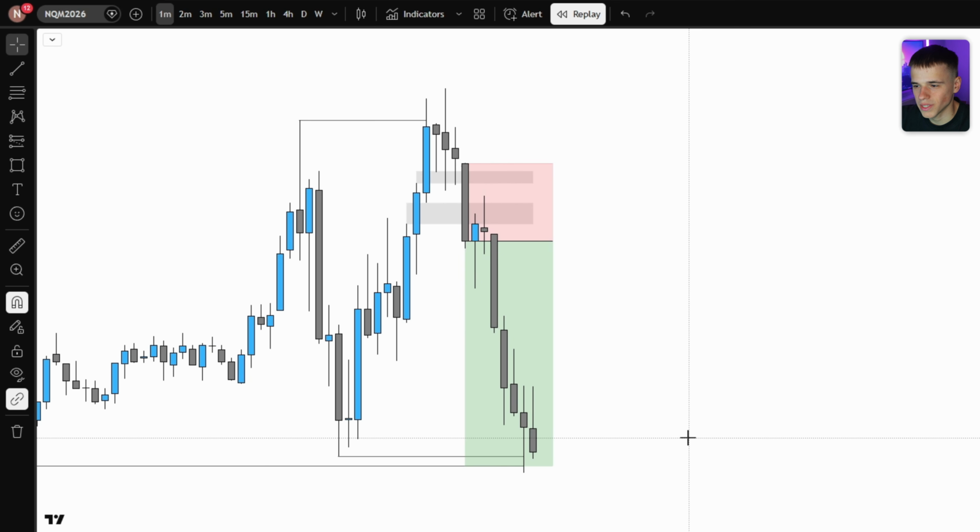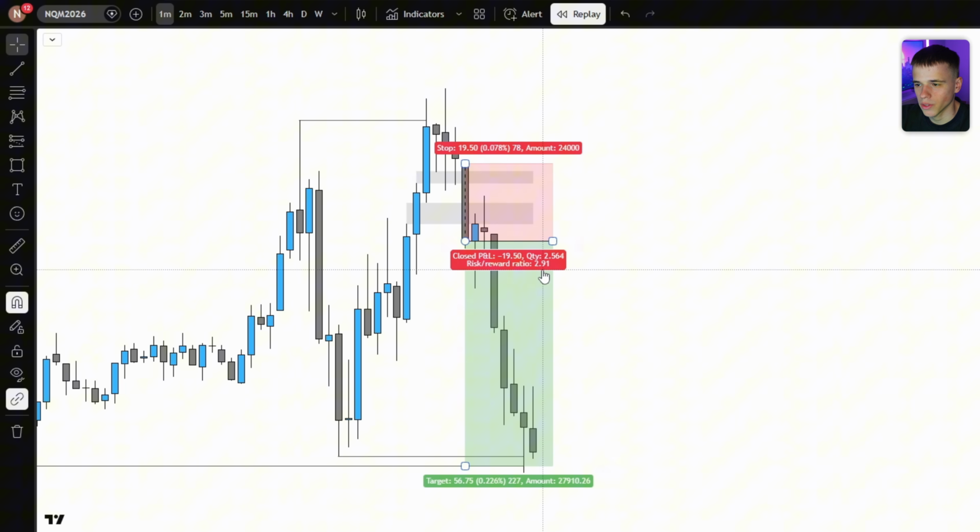So honestly, this is a really simple strategy, and for example, with this trade you could have made $3,000 with, of course, just a simple $100,000 funded account, and of course with normal risk.